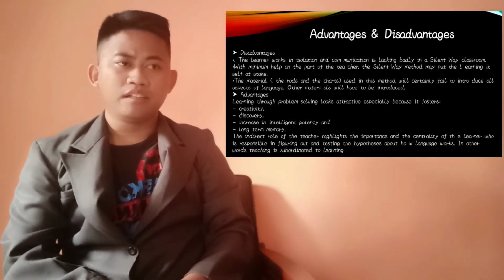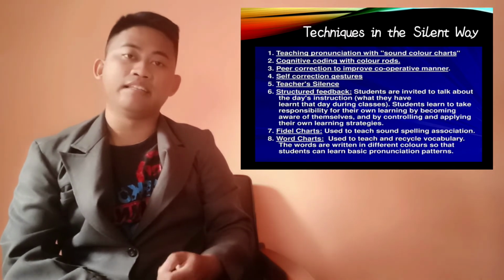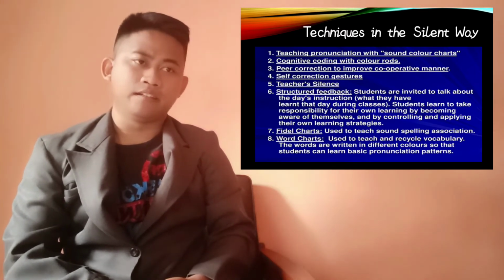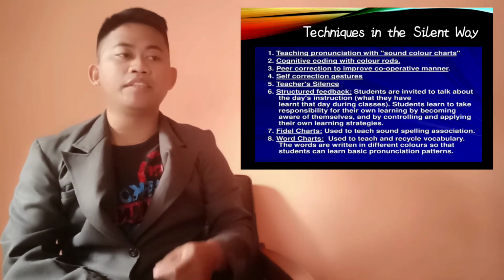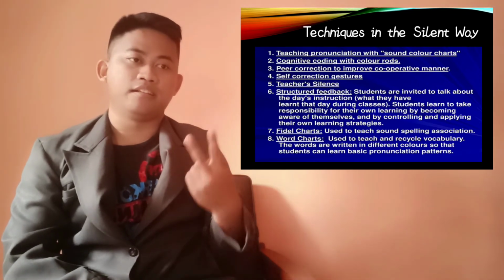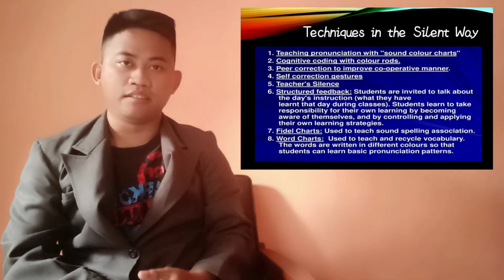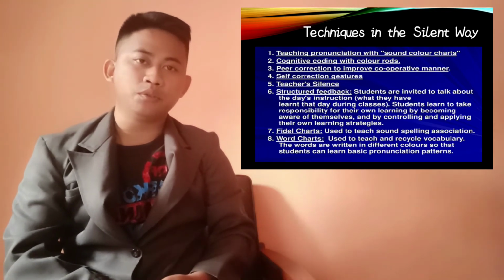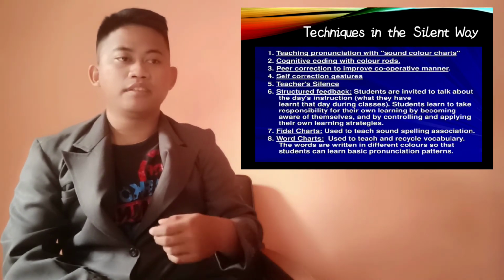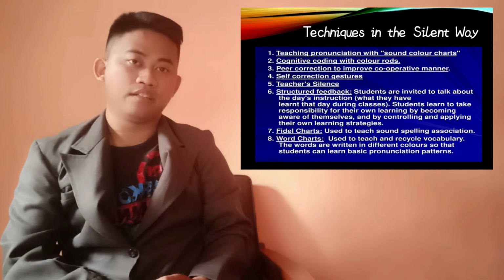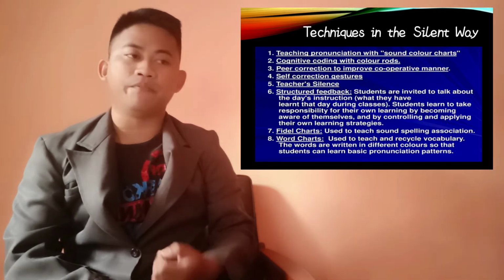Okay. So the next slide, techniques in the Silent Way. The first technique is teaching pronunciation with a sound color chart. And the second, cognitive coding with color rods. The third, peer correction to improve correct manner. And the fourth, self-correction gestures. Fifth, teacher silence. And the last, structured feedback.